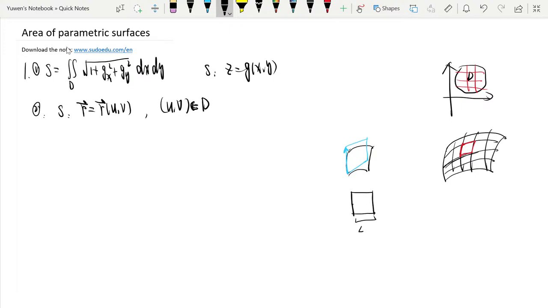This part is delta u, this part is delta v. If the domain is a rectangle, then it corresponds on the tangent plane to a parallelogram, and the area of the parallelogram can be evaluated by two adjacent vectors. If we call this vector A and this vector B, then delta S can be approximated by the length of A cross B.